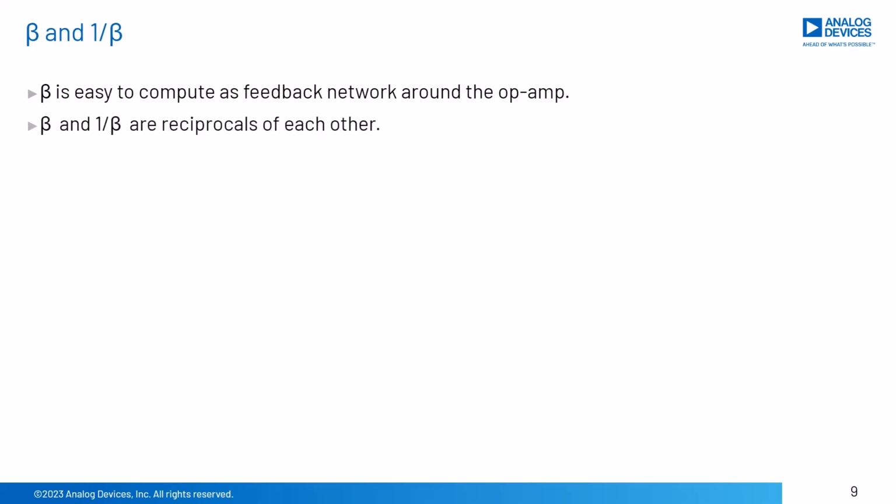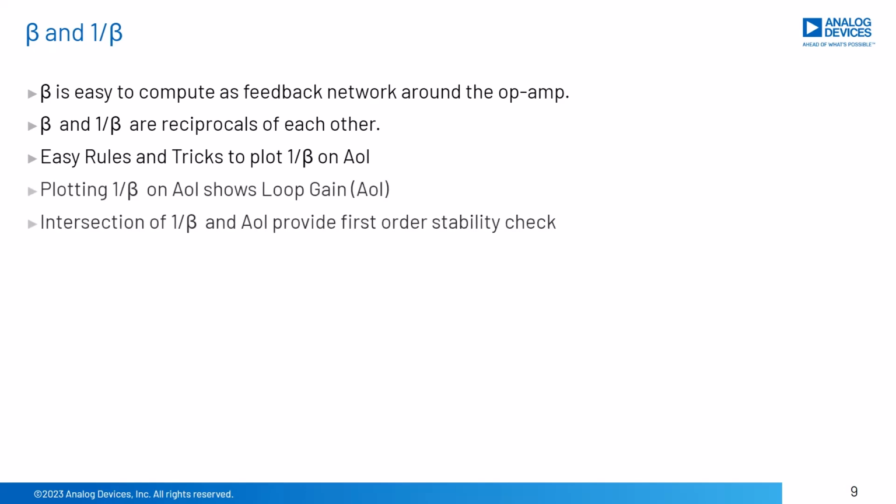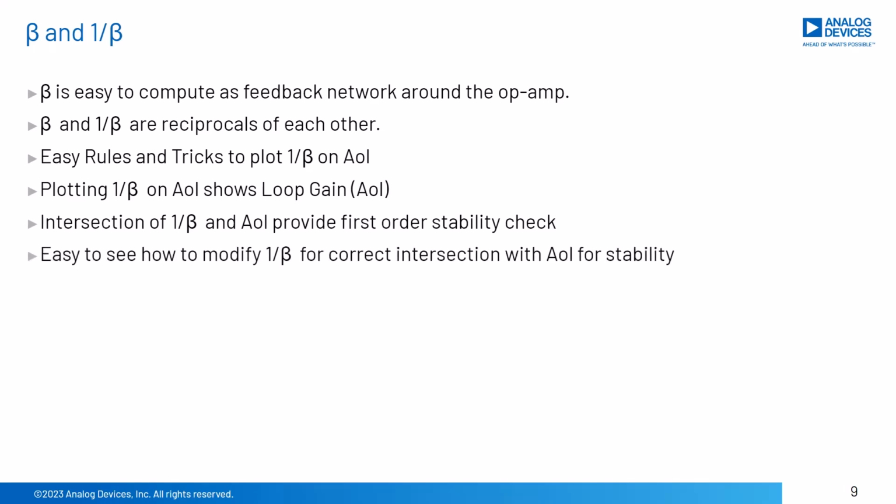Here are some key facts about beta and 1 over beta. Beta is easy to compute as it's the feedback network around the op-amp. Beta and 1 over beta are reciprocals of each other. There are easy rules and tricks to plot 1 over beta on open loop gain, AOL. Plotting 1 over beta and AOL provides a first-order stability check. It is easy to see how to modify 1 over beta to correct or move the intersection with AOL to ensure circuit stability.